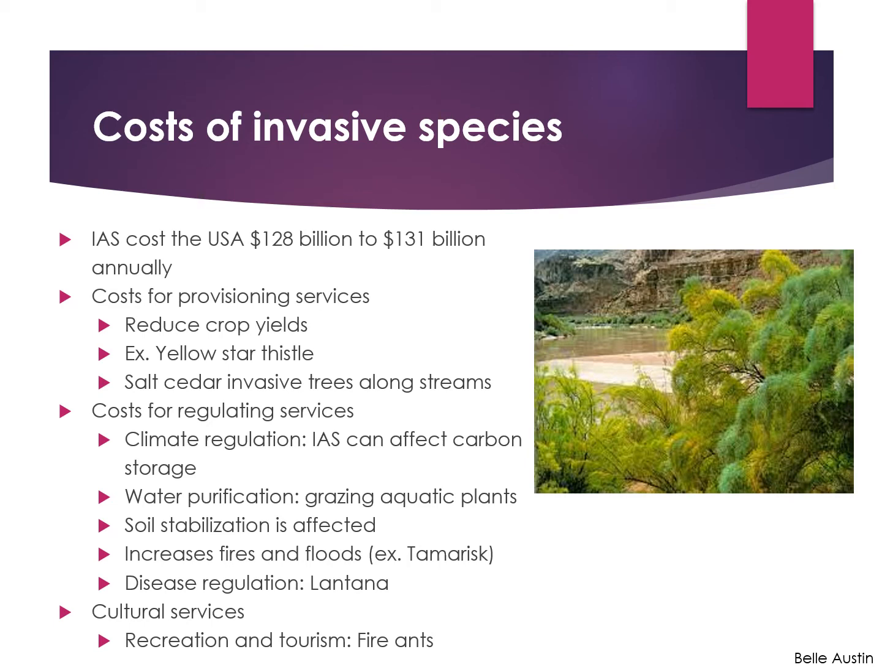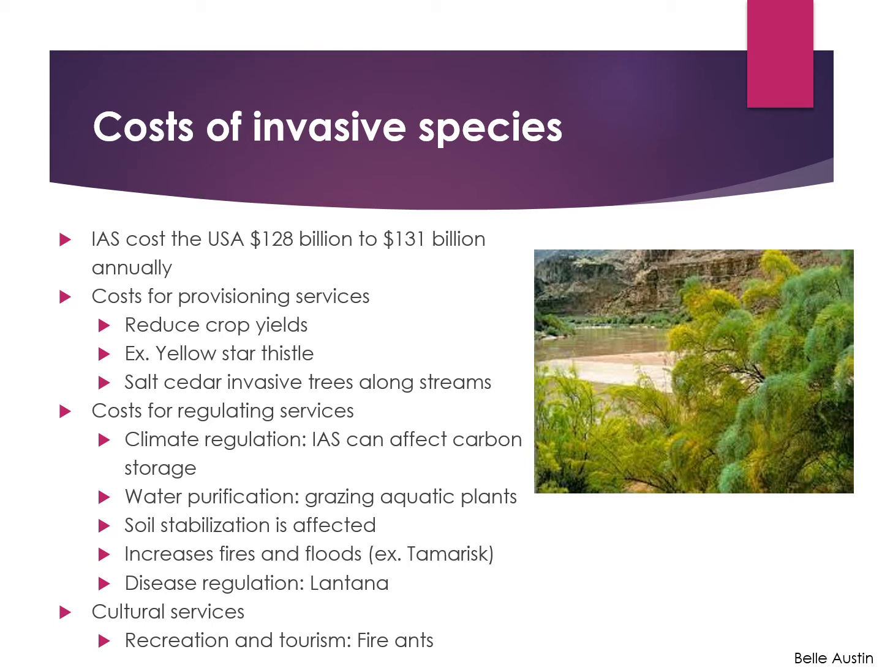There is also a cost for regulating services. Invasive species replace native plant species and affect the amount of CO2 released into the air, contributing to climate change. Water purification is also negatively affected. For example, grazing aquatic plants transform wetlands across Southeast Asia into places filled with algae. Soil stabilization is also affected.